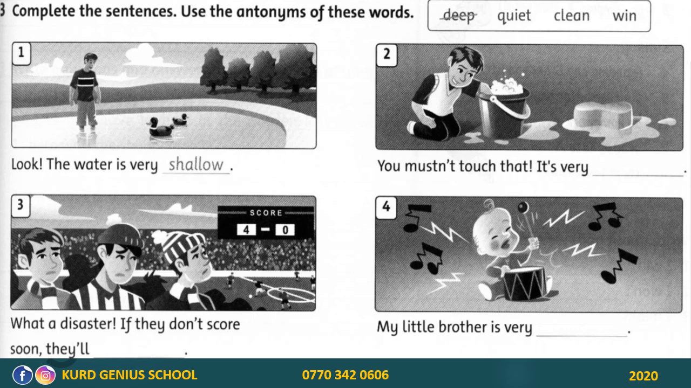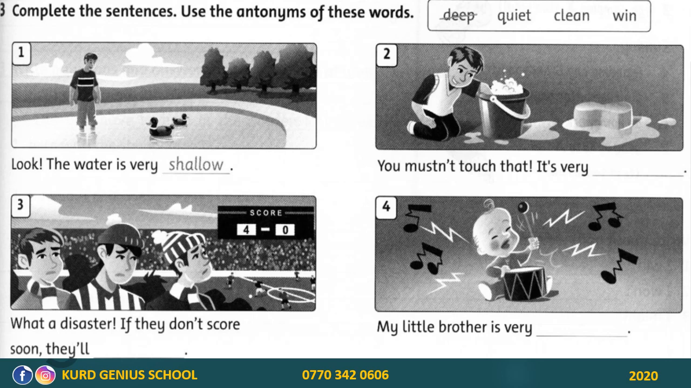The first one is already done. The second one says you mustn't touch that. It's very dirty. So we have the word clean here. We need to use the opposite of clean and write down dirty. Okay. Number 3 says, what a disaster. If they don't score soon, they'll lose. What is lose the opposite of? It's the opposite of win.